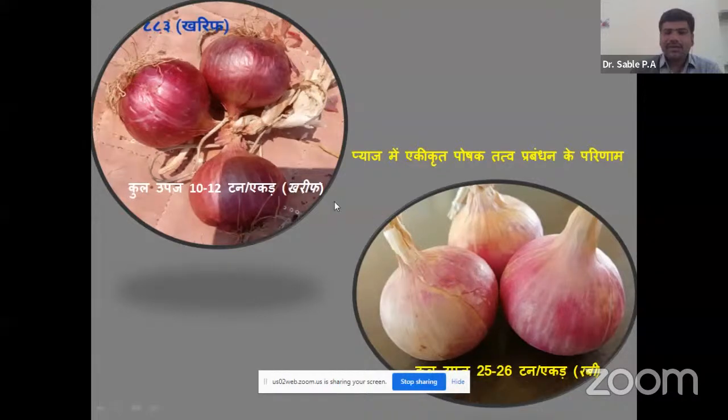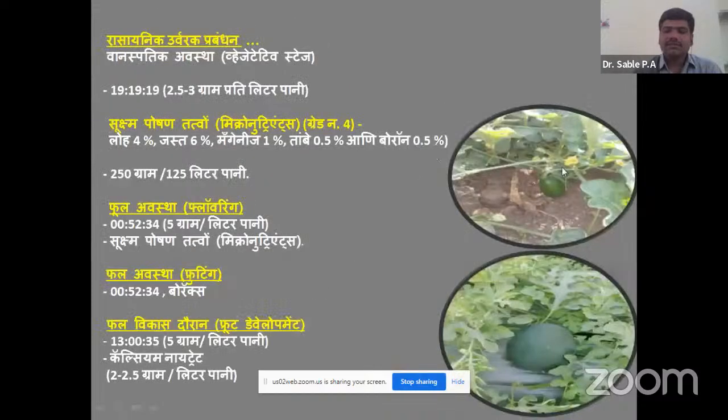Previous year we have taken the surplus yield as compared to the average yield, like 10 to 12 tons per acre in Kharif and 25 to 26 tons per acre in Rabi. So this is a very surplus yield. Now, such in the summer crops, like watermelon, muskmelon.